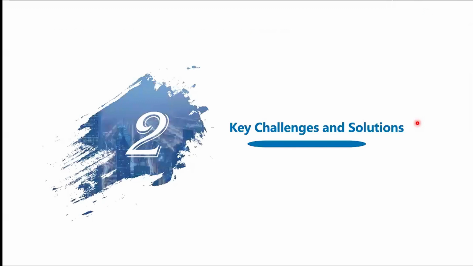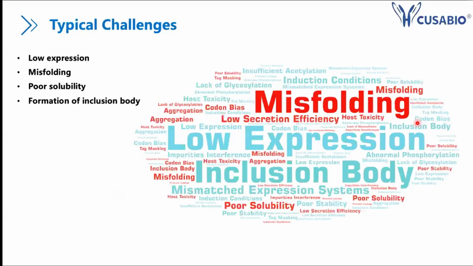So then let's go to part 2, the focus today, about the key challenges and the solutions during protein expression. Here I list some of the typical challenges that researchers have during their experiments: low expression, poor protein solubility, and the protein is not bioactive because of misfolding. Also, in E. coli it's easy to see the formation of inclusion bodies.